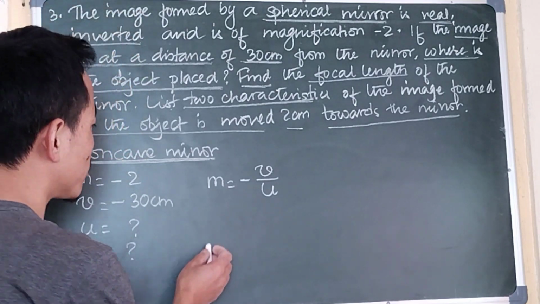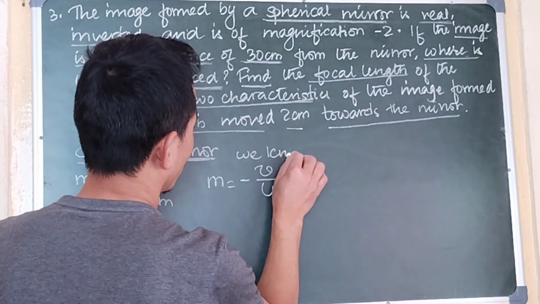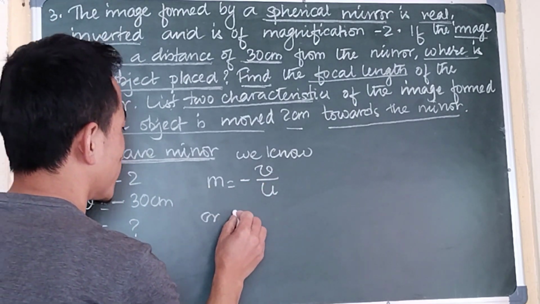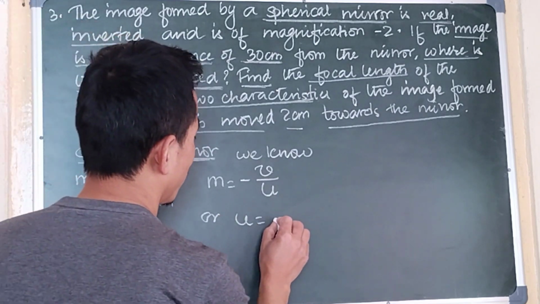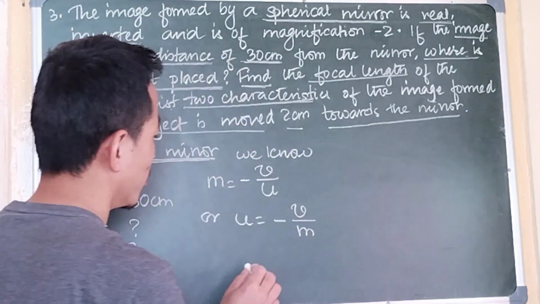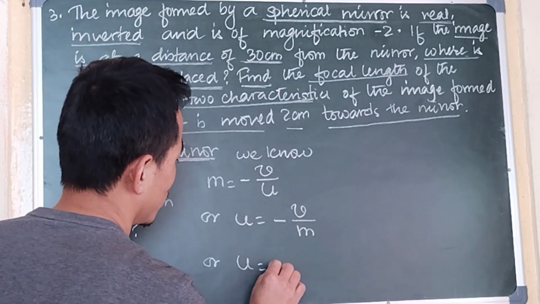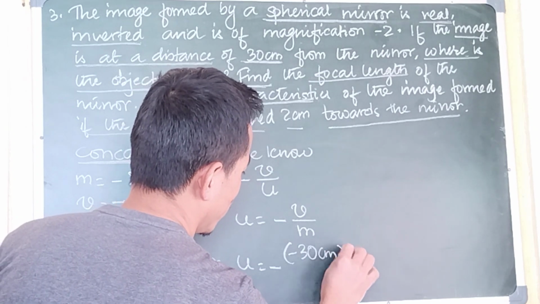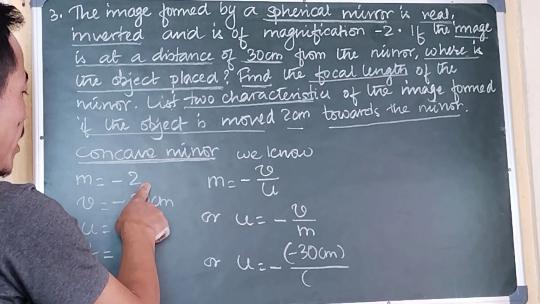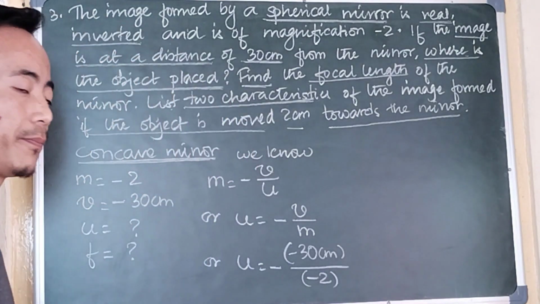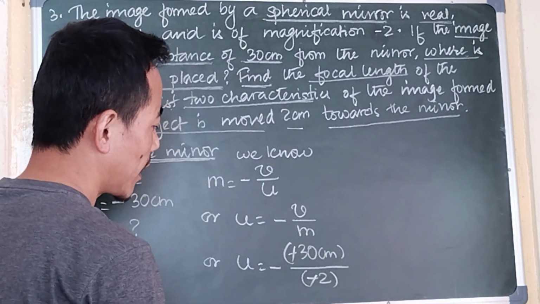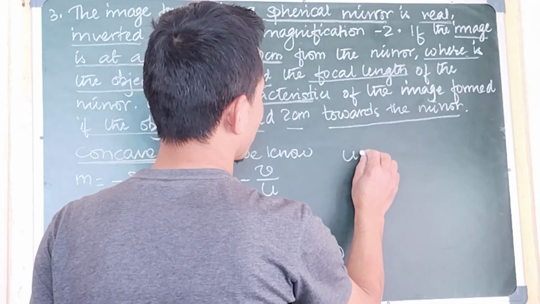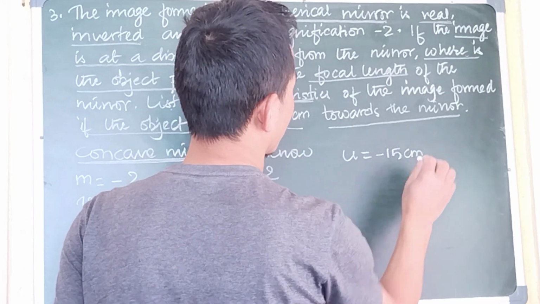Alright, so let's do the calculation. So here you can write down, we know M is equal to minus V by U. We are supposed to find out U, so bring it to the left hand side, cross multiply. So U is equal to minus V divided by M. So U is equal to minus V, which is minus 30 centimeter, and the value of M is minus 2. Remember, it does not have any unit. So minus and minus get cancelled, 2, and this becomes 15. So the value of U comes out to be minus 15 centimeter here.